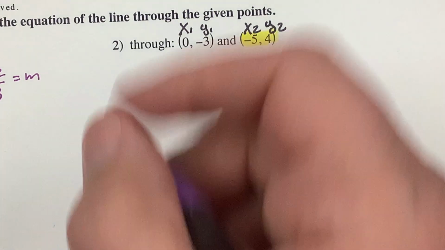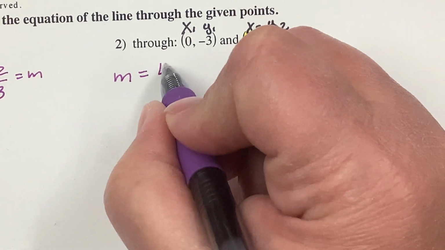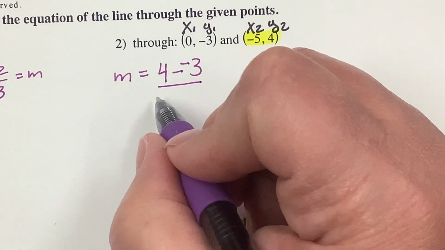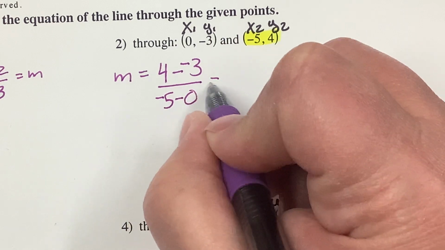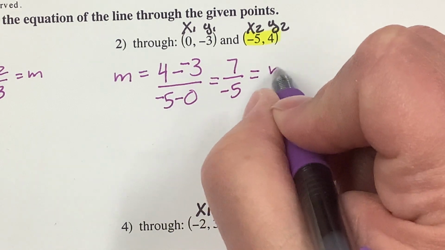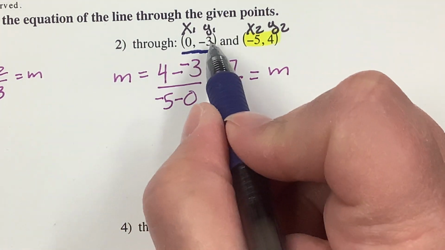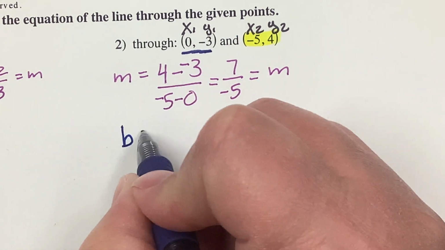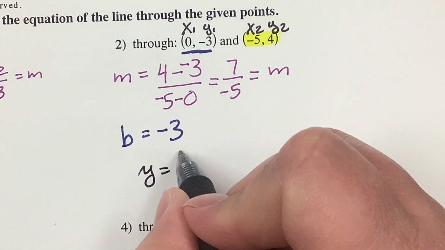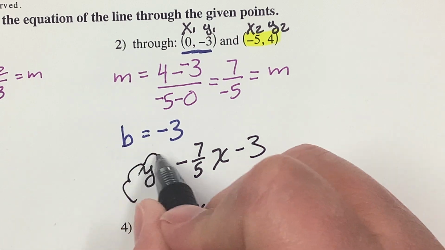We'll do the slope in purple. M equals y2 minus y1. 4 minus negative 3 over negative 5 minus 0. Keep change, 4 plus 3 is 7 over negative 5. So my slope is 7 over negative 5. And again, x is 0, so the y-coordinate is b. So b equals negative 3. Y equals negative 7 over 5x minus 3. And there's my answer in a puffy cloud of happiness.